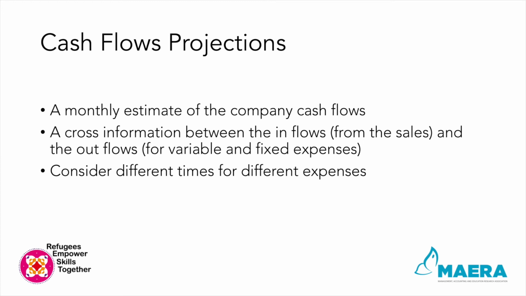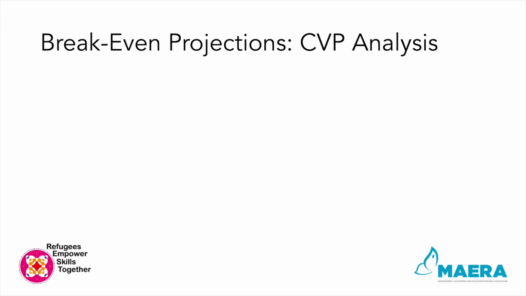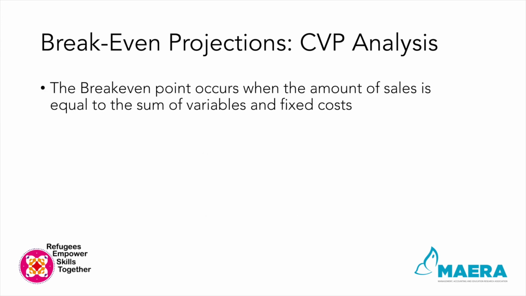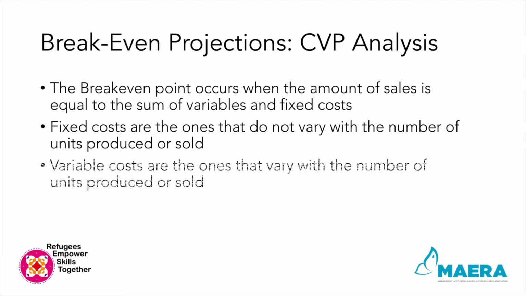The last topic to consider from the financial analysis is the break-even point projections from the cost-volume-profit analysis. And what does the CVP analysis consist of? It's a very useful analysis, especially for the short term, and can be very useful both for new or existing businesses. The break-even point occurs when sales are equal to total costs, both fixed and variable costs. Fixed costs are the ones that do not vary with the number of units produced or sold. Variable costs are the ones that vary with the number of units produced or sold.